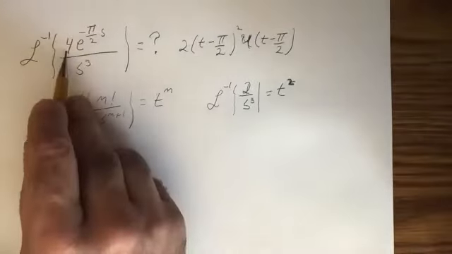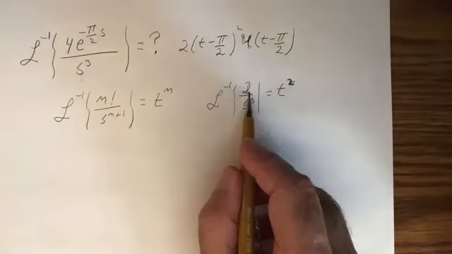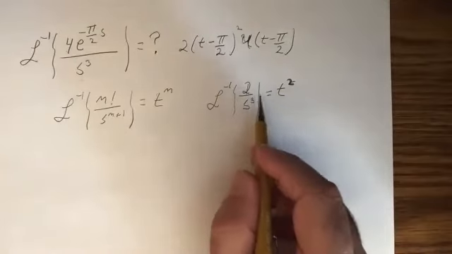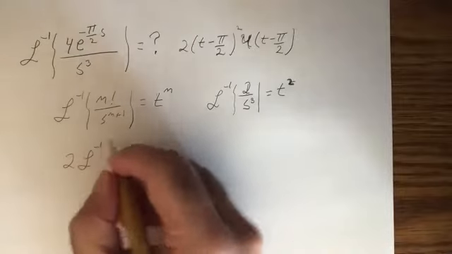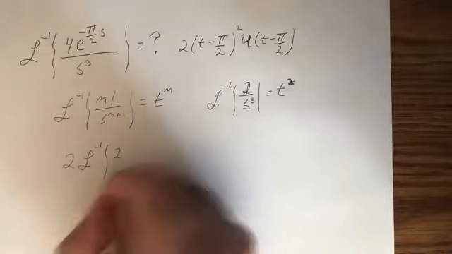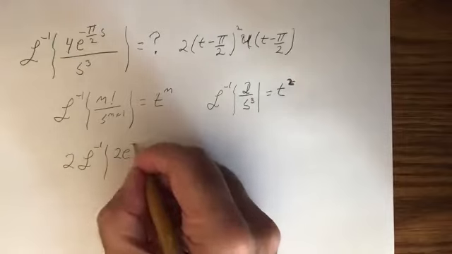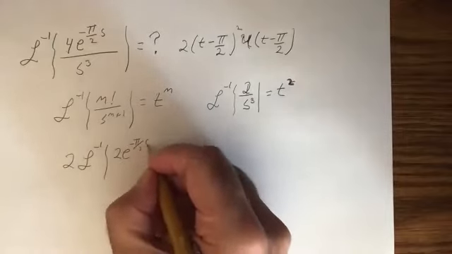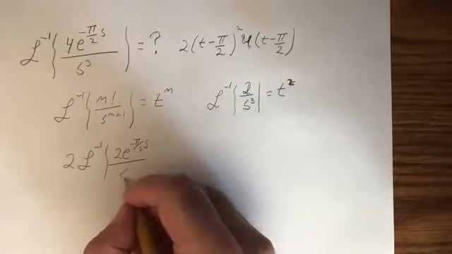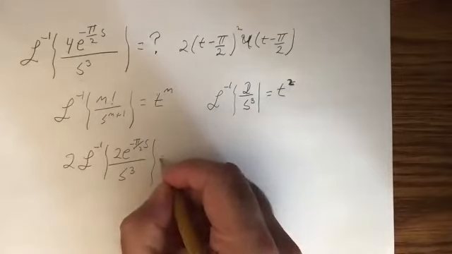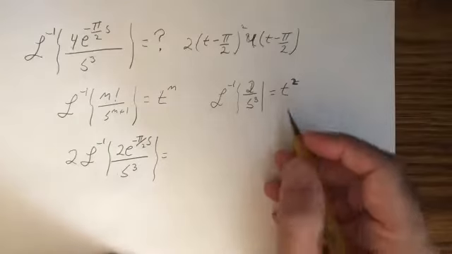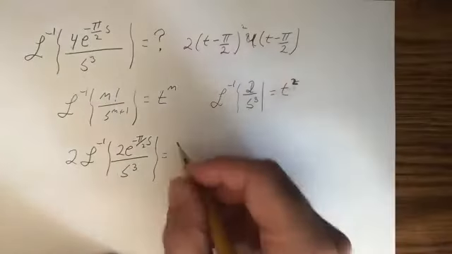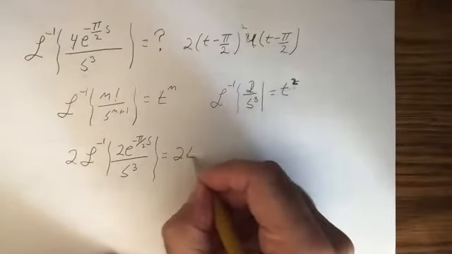I got a 4 here. I only have a t squared here. So I'm going to do it this way. I think it's a little bit different in my notes. I'll write the 2 here, and then divide this by s cubed. Now this here is my t squared. So I got a 2 t squared.